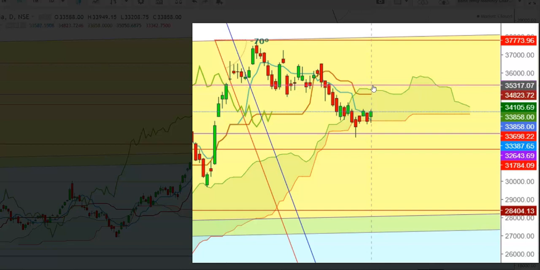A breakout above the upper end of Ichimoku cloud will find a stiff resistance at the levels of 35,319, where a sharp sell-off can be seen from these levels in Bank Nifty.